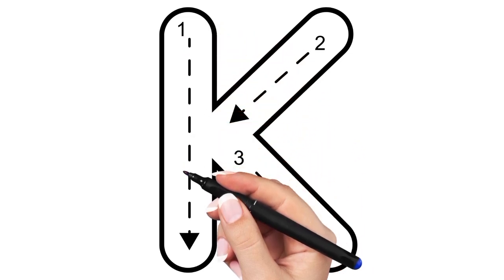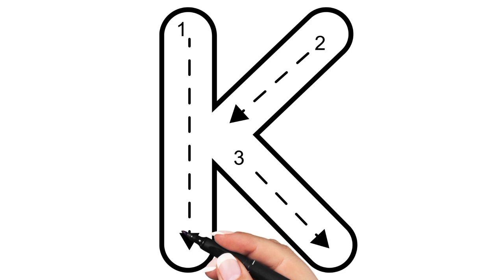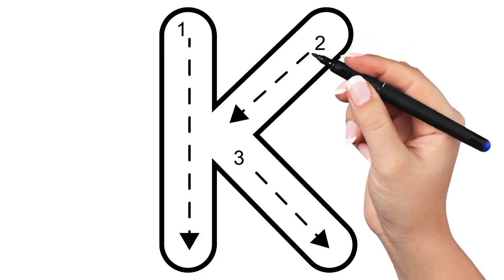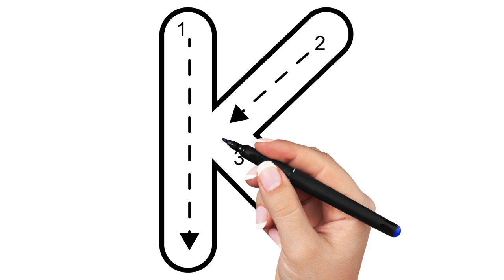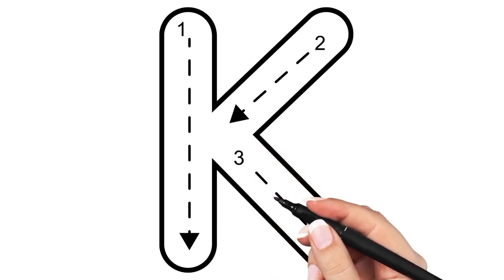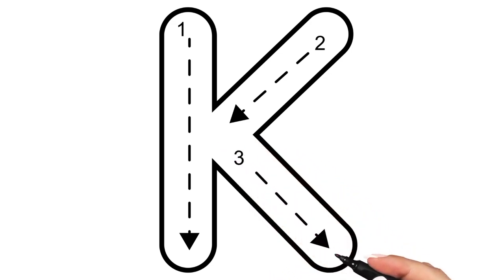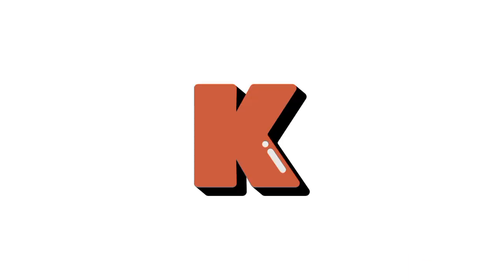1. First draw a straight line downwards. 2. Again, draw a straight line moving inwards. 3. Repeat by drawing a straight line moving outwards. It's K, and K is for kangaroo.